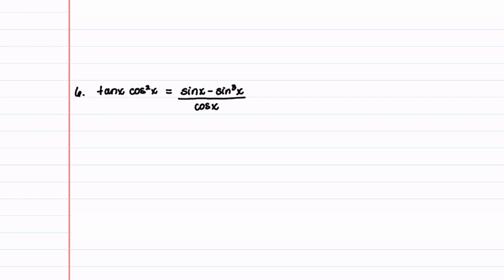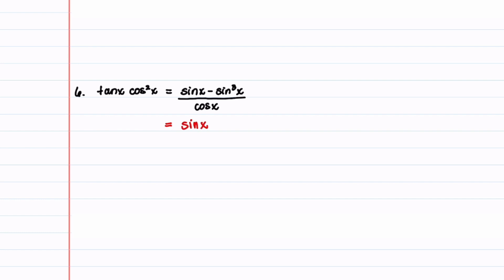I'm going to show you exactly how to verify this trig identity. In this problem, we notice that the right-hand side is a lot more complicated than the left-hand side, so we'll start with the right-hand side. We can see that in the numerator of the right-hand side, we can pull out a sine x. So let's go ahead and do that.